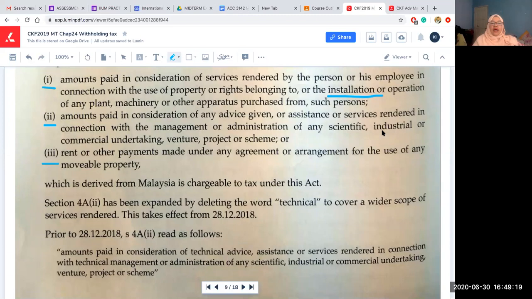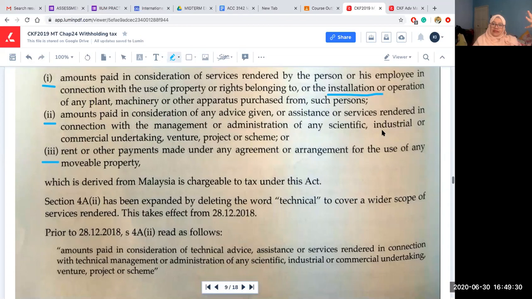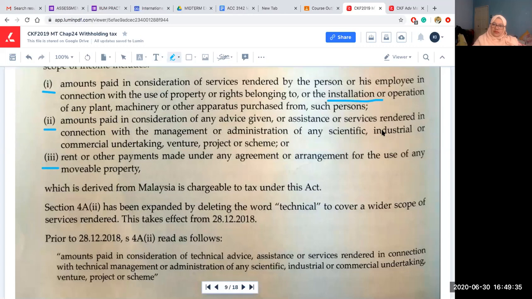Or rental or other payment made under agreement for the use of any movable property. Movable property, you boleh bayangkan movable property ni, rental tau, rental of movable property. Can you imagine what is a movable property? What is movable? Example. Car. Motor vehicle. Alright, boleh motor vehicle? Yeah. So means that kalau kata motor vehicle ni is owned by the non-resident person. So you rental, you rent the motor vehicle from a non-resident person.